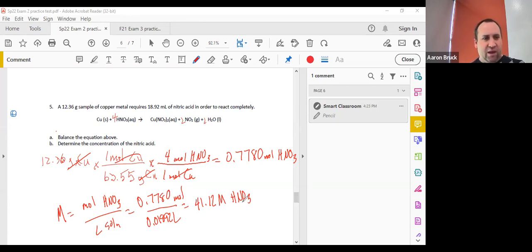But so that's the process that you'd have to undergo. Use the stoichiometry to get you to moles, and then use your definition of molarity and take the number of moles that you calculated and divide it by the volume of the solution you were given.